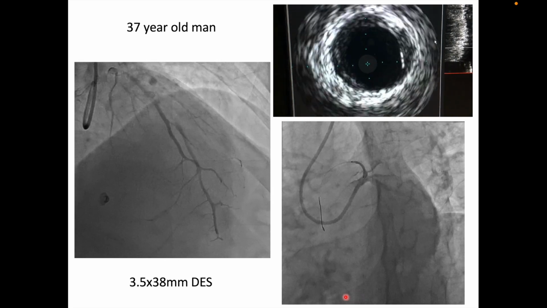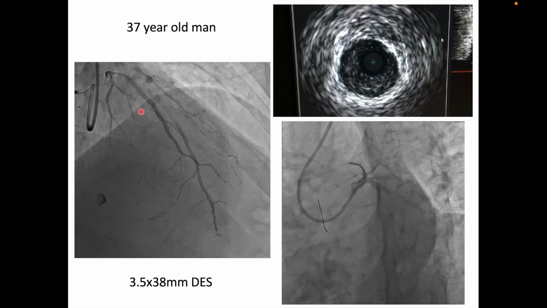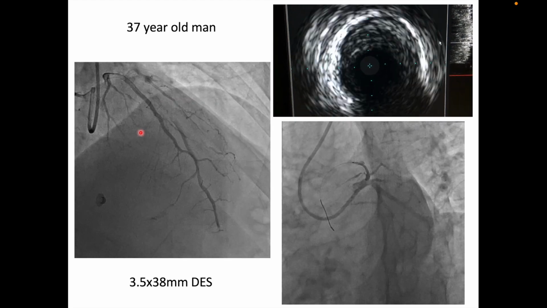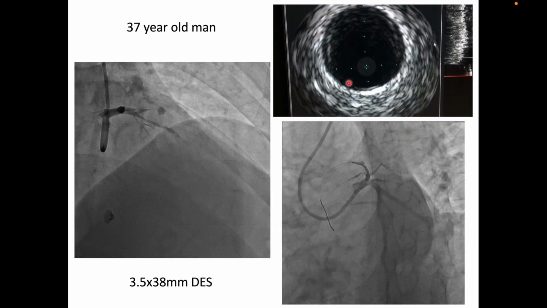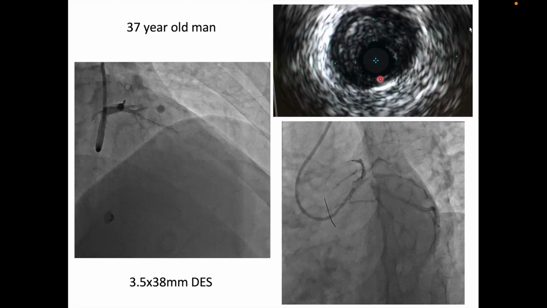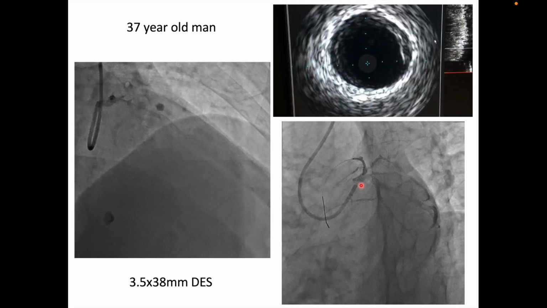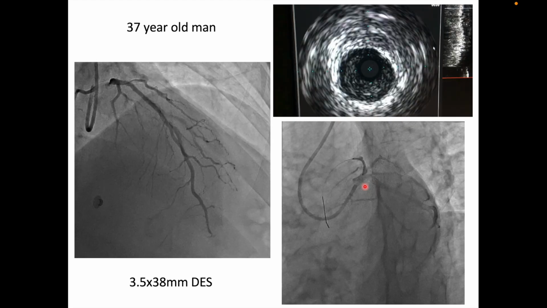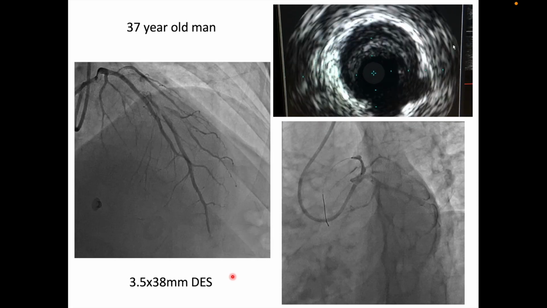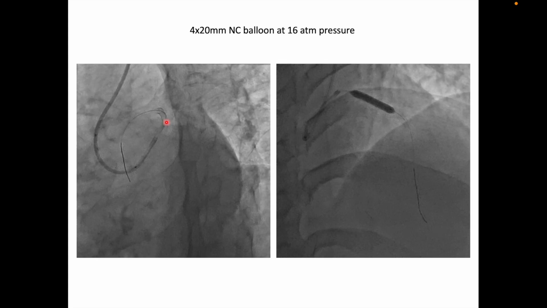So this is a 37-year-old gentleman, and you can see significant disease in the LAD. It's a proximal disease that you can see here, and on IVUS you can see there is heavy plaque. You can see this all around. It's all heavily diseased LAD actually. So we started the stent from the ostium and went on to the mid LAD. It's a 3.5 by 38 millimeter drug-eluting stent, and that's the stent. Looks like excellent result.